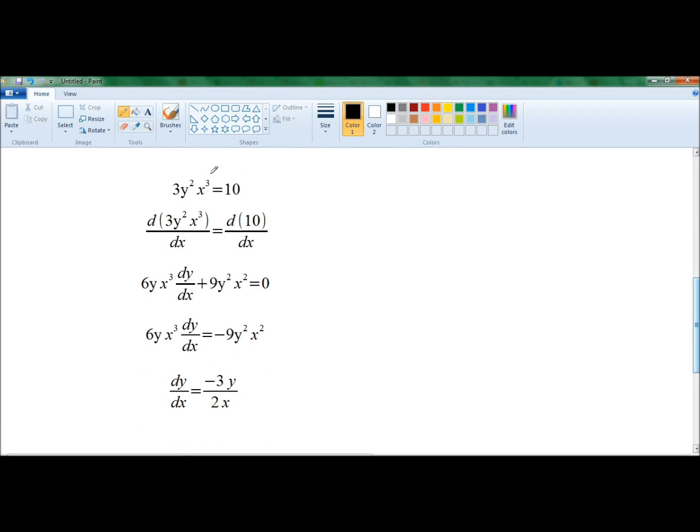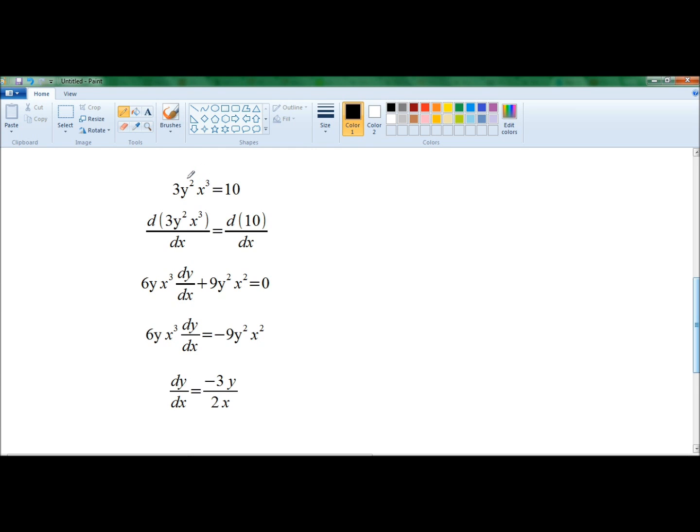I'm given 3y squared x cubed is equal to 10. Again, using implicit differentiation, I find the derivative of 3y squared x cubed and the derivative of 10. Well, 3y squared times x cubed involves a product of variables, so what I need to use here is the product rule. The derivative of 3y squared times x cubed, which you can hopefully find out by this time, is just the derivative of y squared times 3x cubed plus the derivative of 3x cubed times 3y squared.